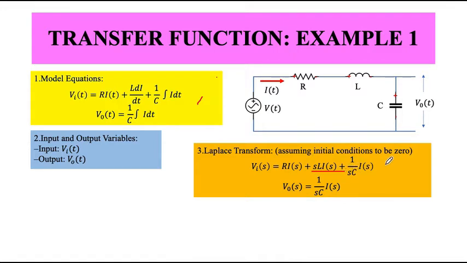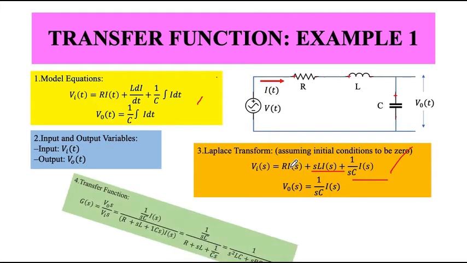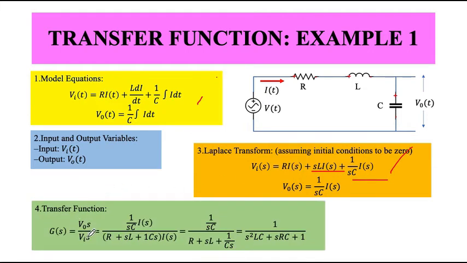Okay, integration becomes a division by s, and I ends up with an equation like this. So now, step 4: after identifying input and output and doing the Laplace transform, the last step is just to take the ratio of V naught by Vi.